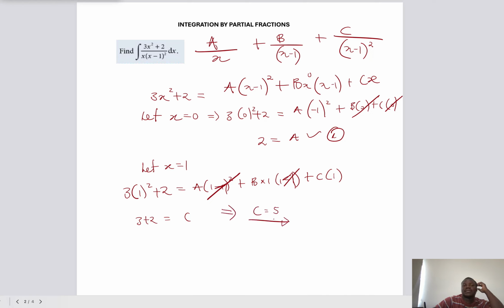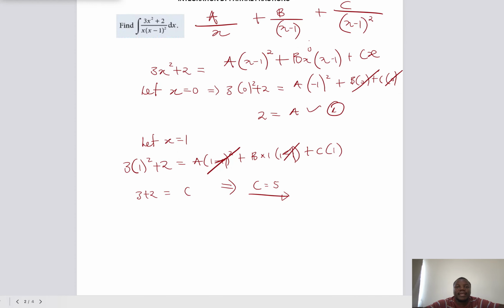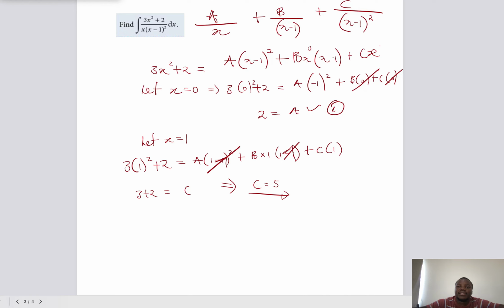Now we've found c, we've found a. What is just left to be found is b. So in this case now, we can just replace the values of a and c into this equation here, and then we look for any value of x that will leave b as the only unknown. So I would say let x be equal to 2.